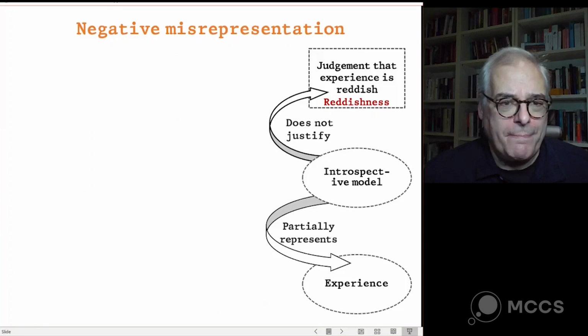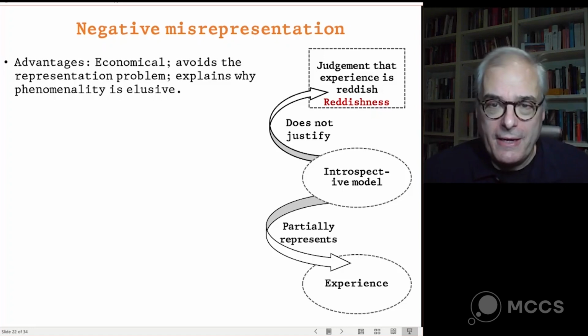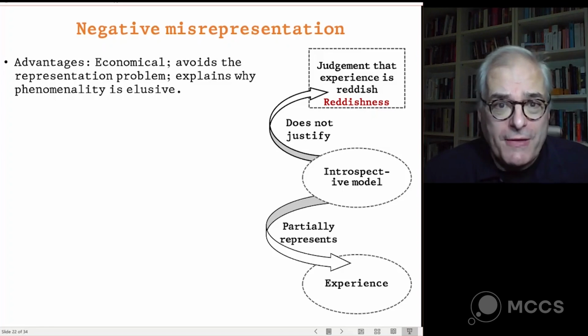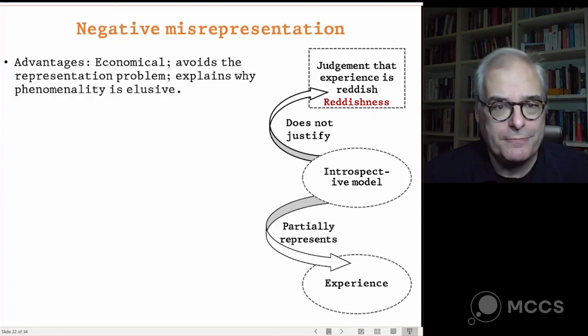It has some advantages. It's economical. It doesn't involve positing introspective subpersonal representations of phenomenal properties, and because of that, it also avoids the phenomenal representation problem. All we need to do now is explain the content of our personal level phenomenal concepts. We don't need to explain the content of subpersonal representations of phenomenal properties, because there aren't any.